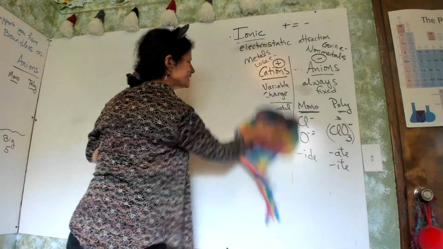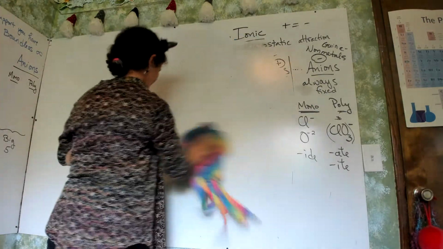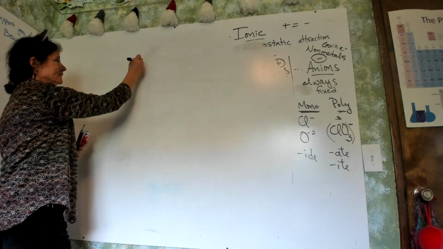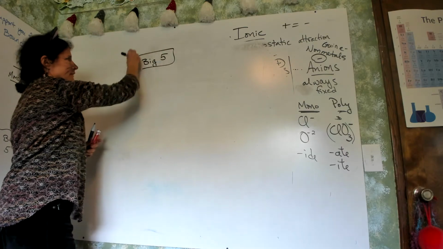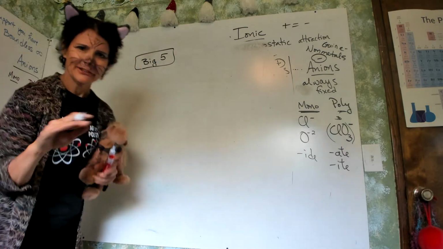We got fixed. We got variable. All right. These are the big 5. You don't really need to know this.